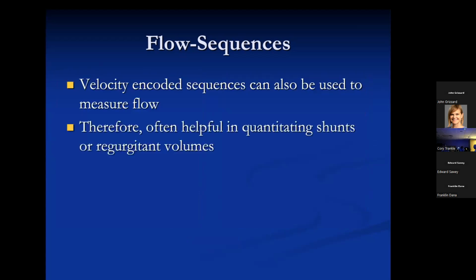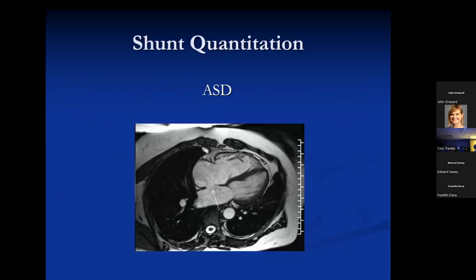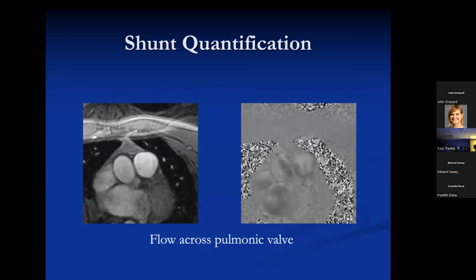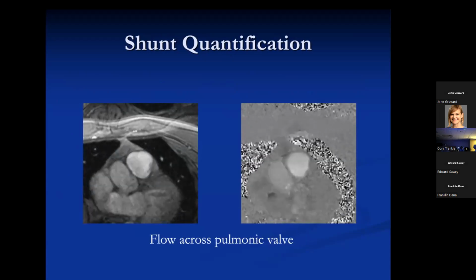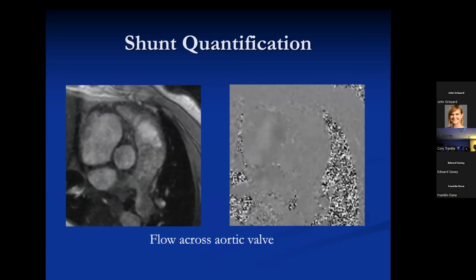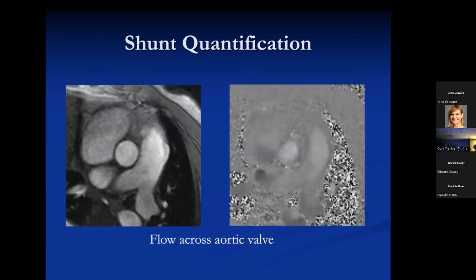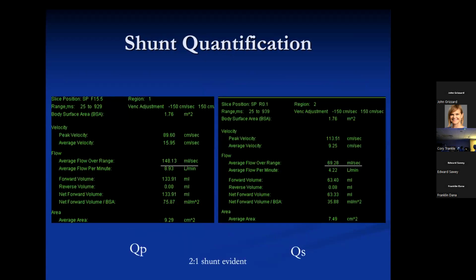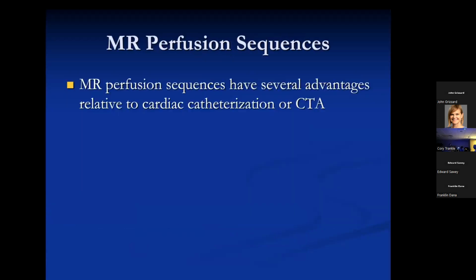You can use that to measure flow. You can quantitate shunts or regurgitant volumes. Remember that flow is just the velocities over the area, and we use it all the time for, like in this case, an ostium secundum ASD. You see transeptal flow going there. You'll measure the flow across the pulmonic valve or the pulmonary artery. Similarly, you'll do it across the aorta or proximal aorta, and you'll then compare those, and you'll get what's termed a QP to QS. And in this instance, it's 148/70 roughly. So you have a more than 2-to-1 shunt.